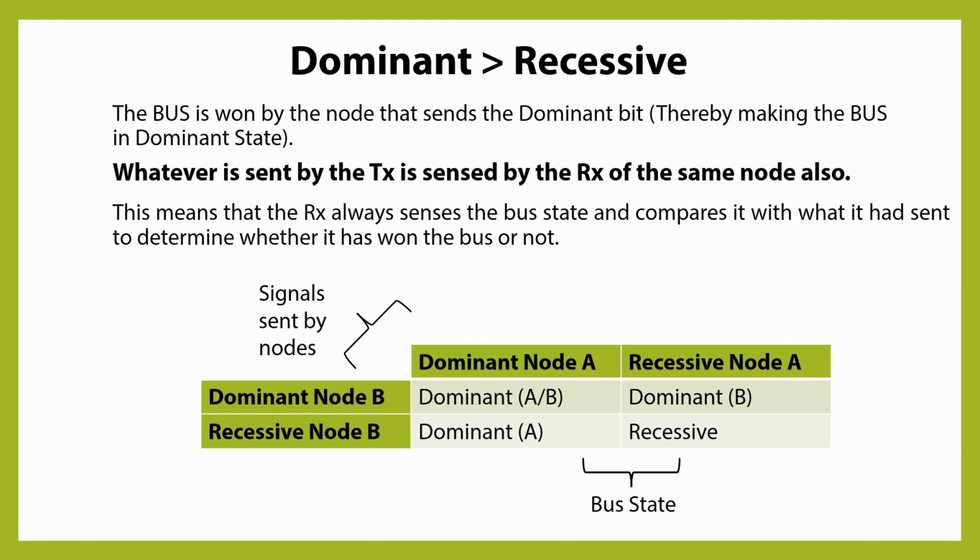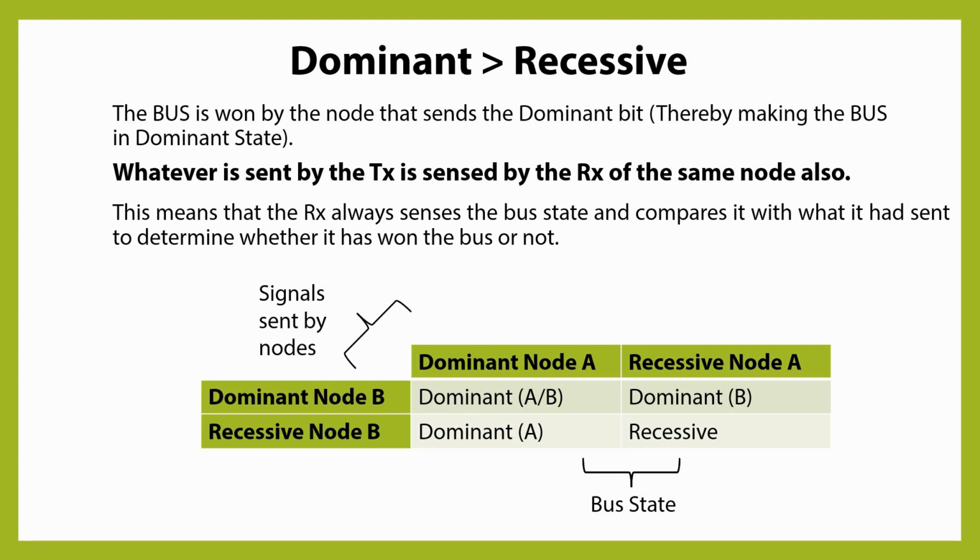I've given a table over here in which the green-colored headings are the signals sent by node A and node B, and the bus states are the gray-colored rest of the cells. When node B and node A both send dominant signals, the bus state is dominant, but it is not determined who won, A or B. That is why we need the priority identifier of 11 bits. We try for 11 times in 11 bits. One single thing cannot determine everything.